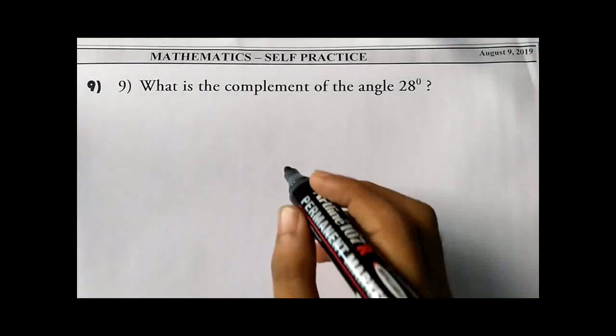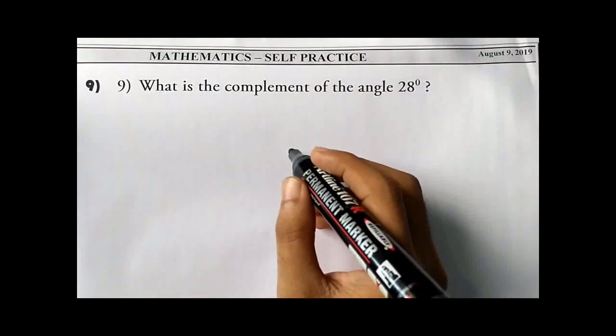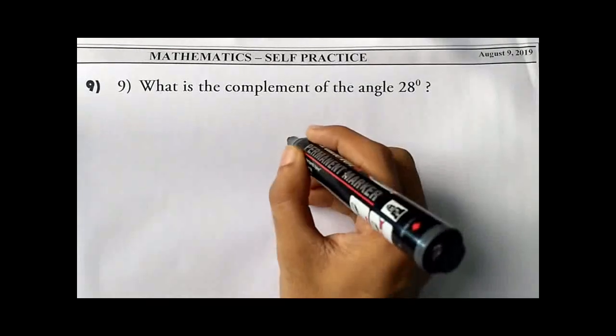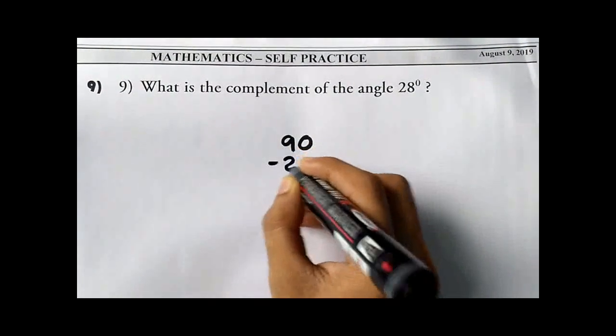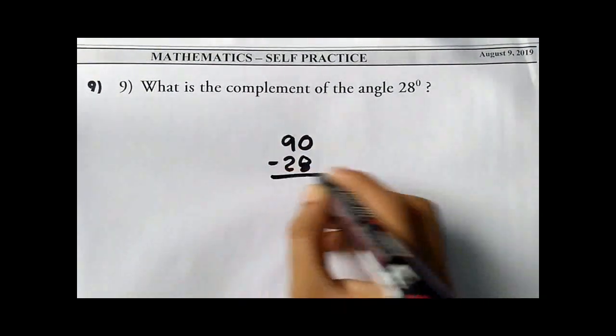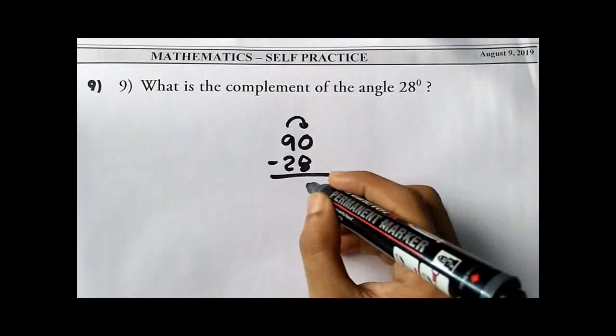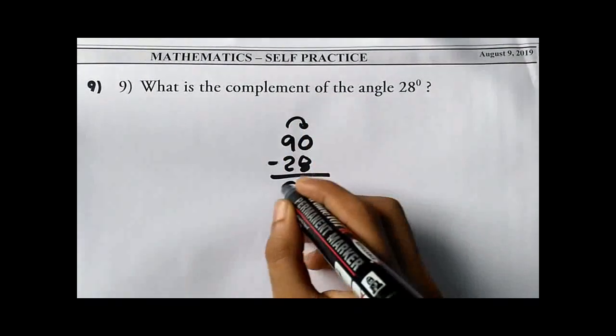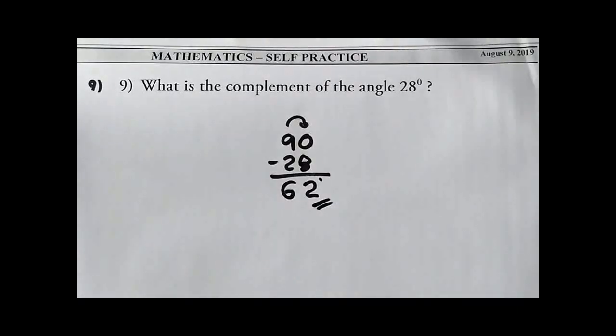The question number 9, what is the complement of the angle 28? So the complement means the sum of two angles should be equal to 90. So it's better to subtract this 28 from 90. We'll borrow 1, so 10 minus 8 is 2, and 8 minus 2 is 6. So the complement is 62.